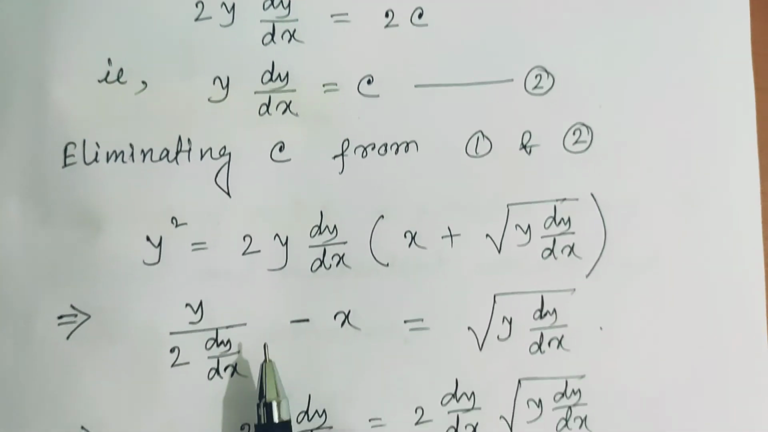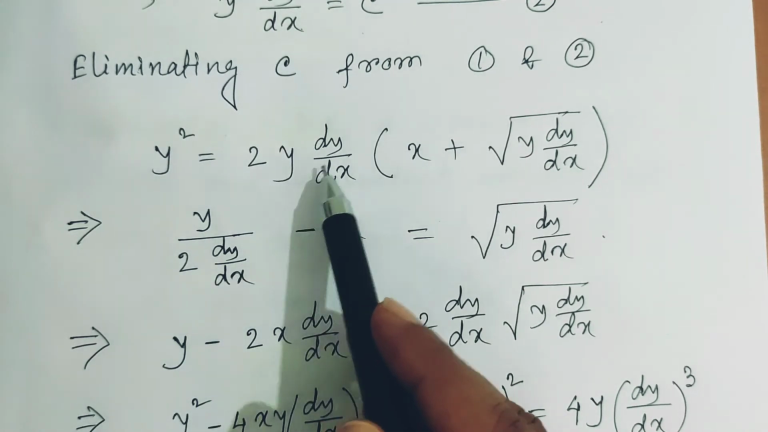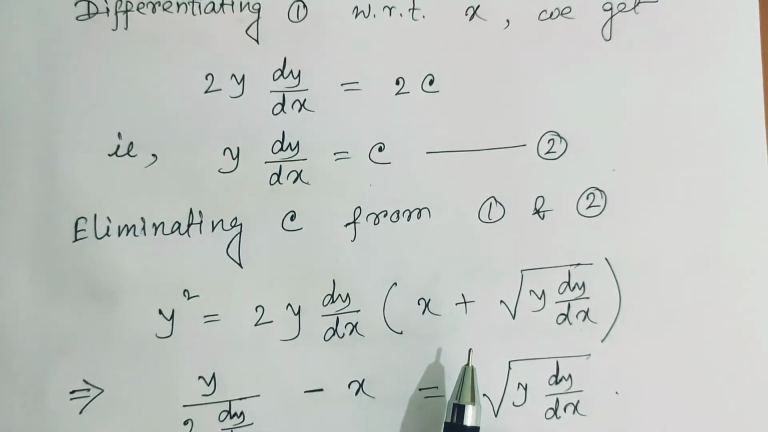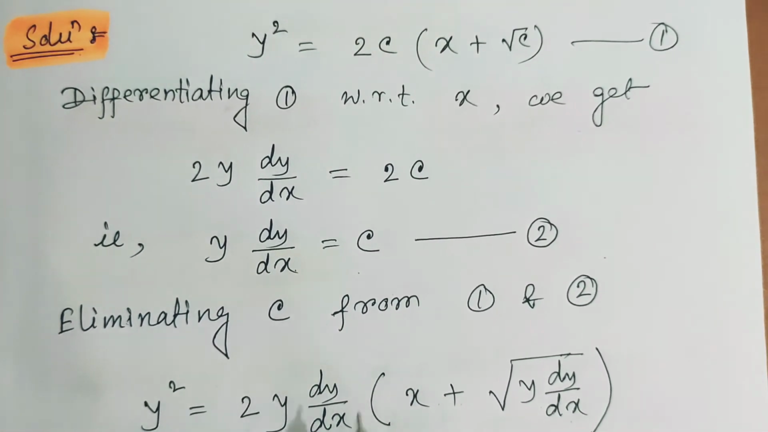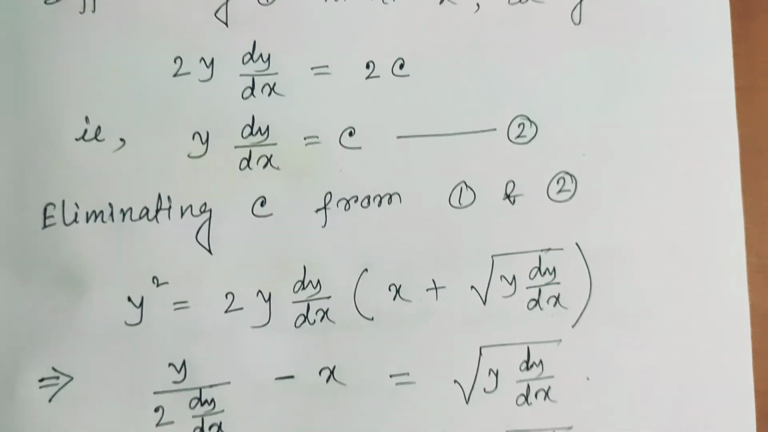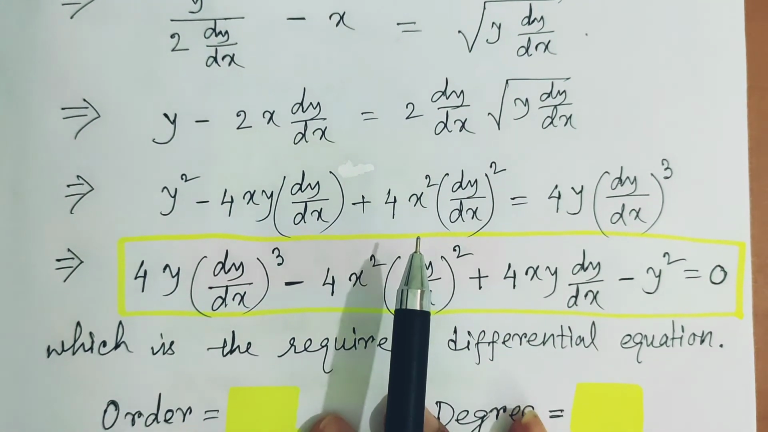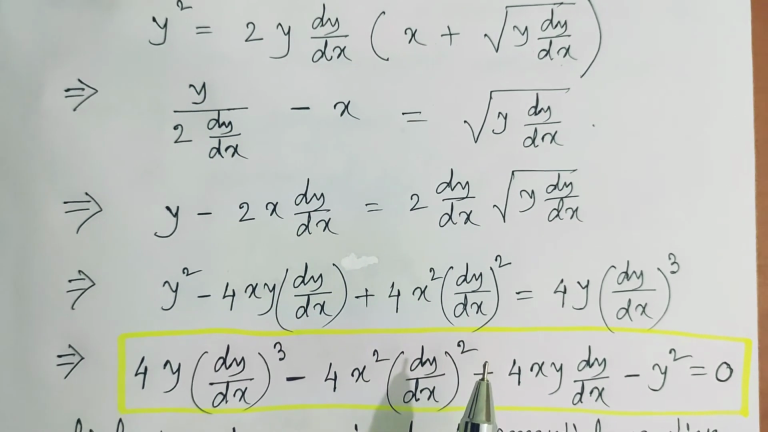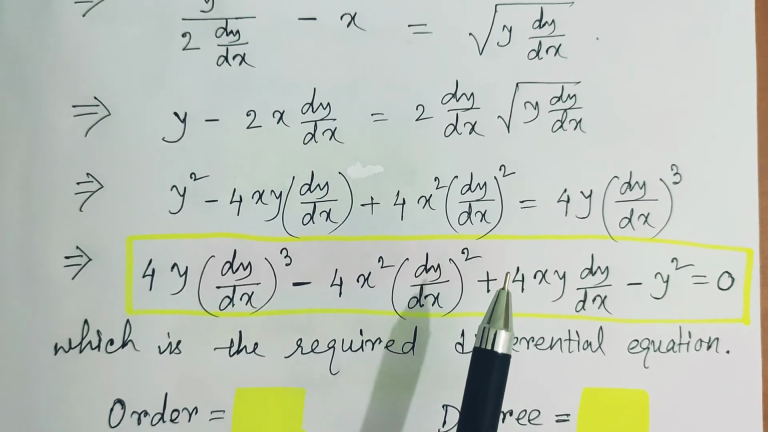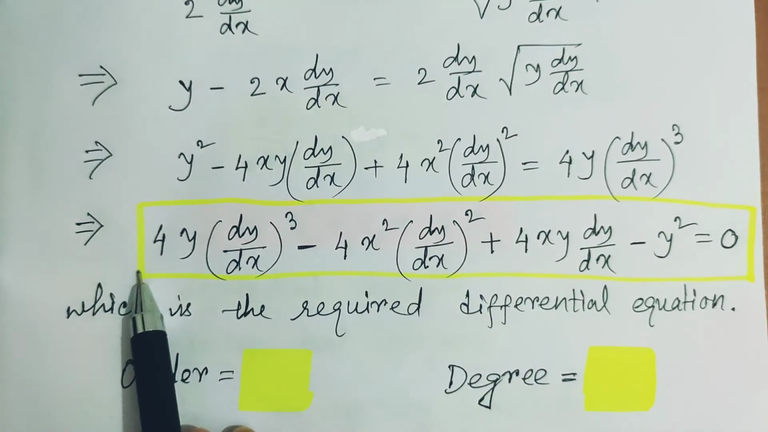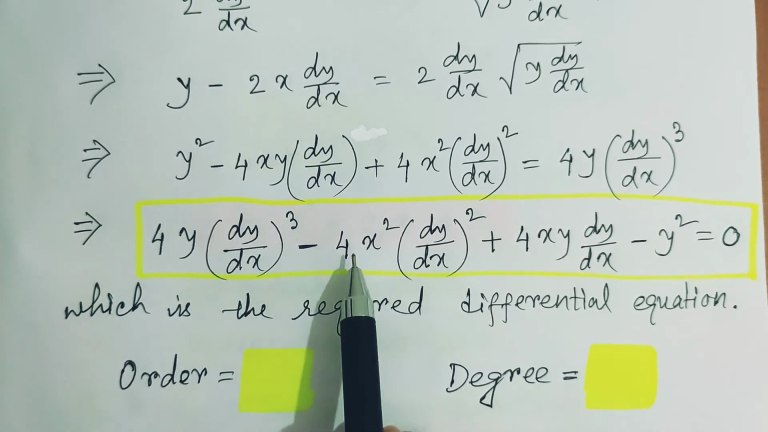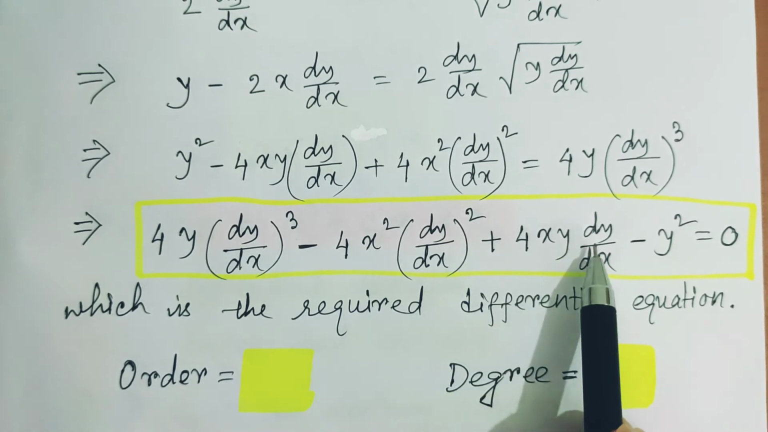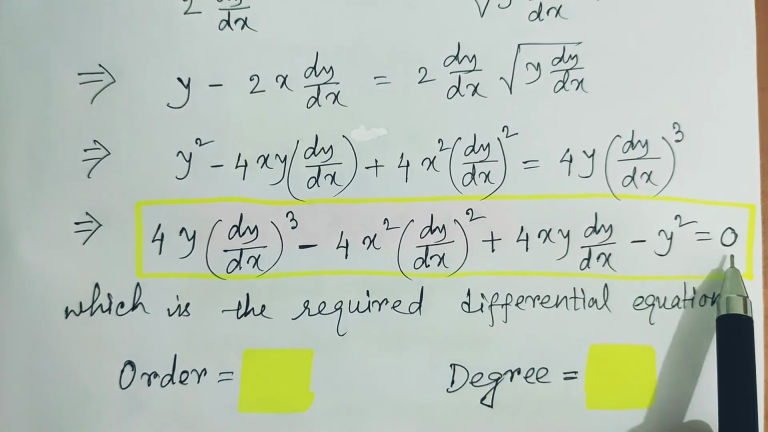After this elimination, we shall find y square is equal to 2y dy by dx into x plus root over of y into dy by dx. We simply substitute c as y dy by dx in equation number 1. After this substitution and simplification, we shall find the differential equation as 4y into dy by dx whole cube minus 4x square dy by dx whole square plus 4xy into dy by dx minus y square is equal to 0.